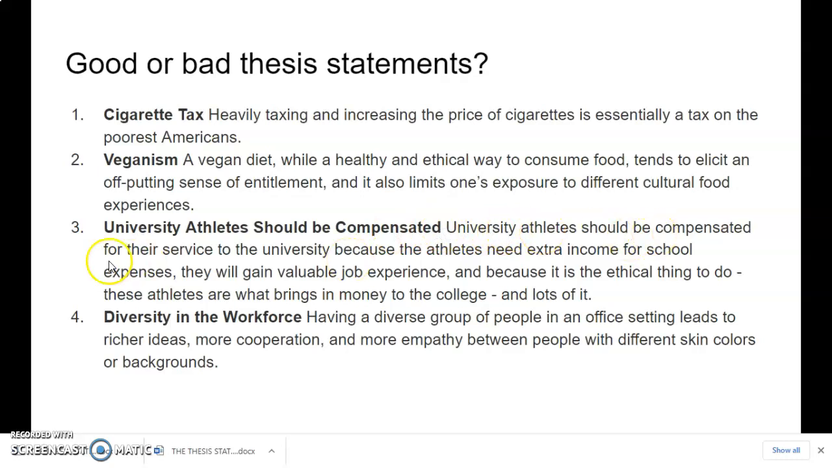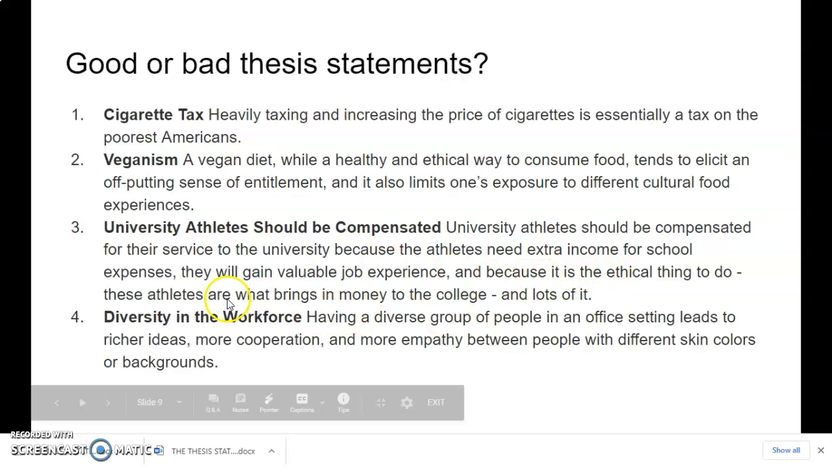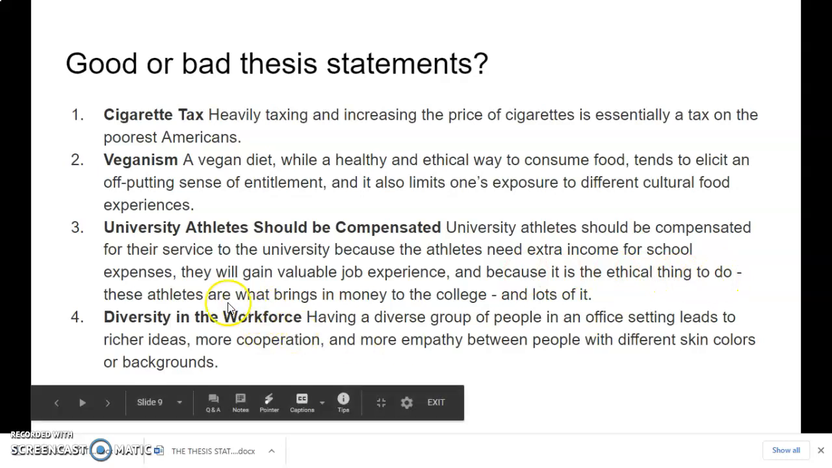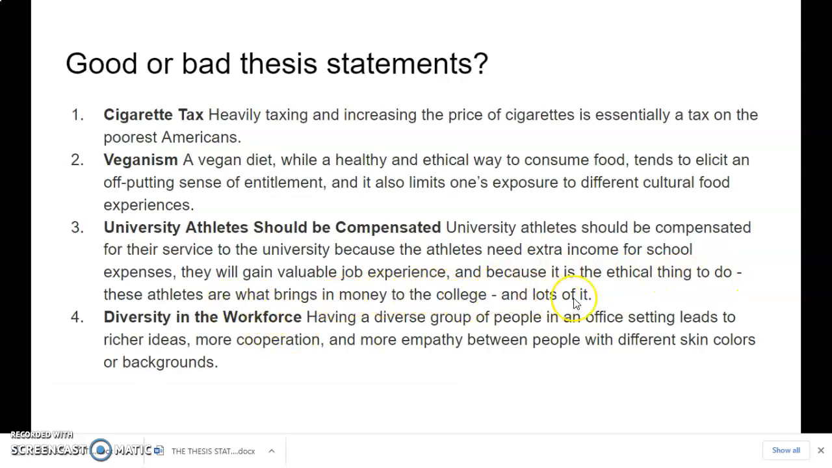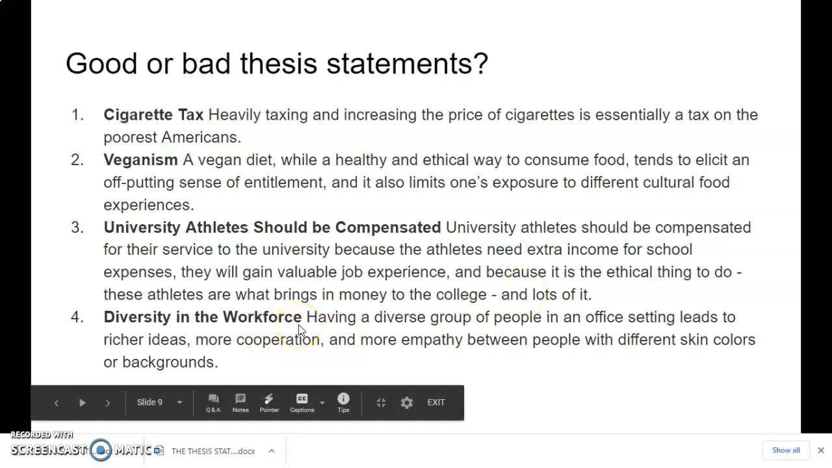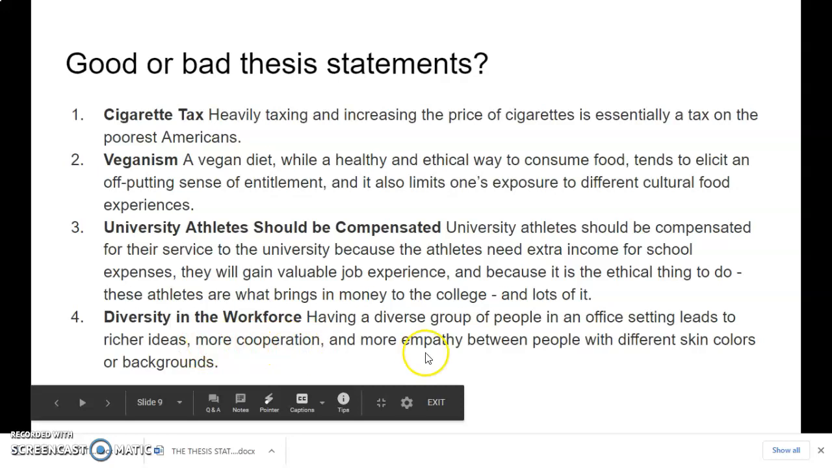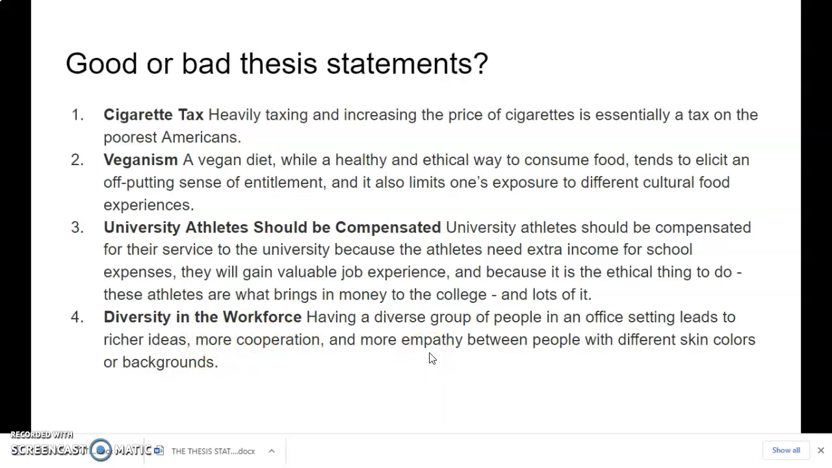University athletes should be compensated for their service to the university because the athletes need extra income for school expenses, they will gain valuable job experience, and because it is the ethical thing to do. These athletes are what brings in money to the college, and lots of it. So, I don't know. Can you see where this person is going with this statement? And here's another one. Having a diverse group of people in an office setting leads to richer ideas, more cooperation, and more empathy between people with different skin colors. So let's see how he did.